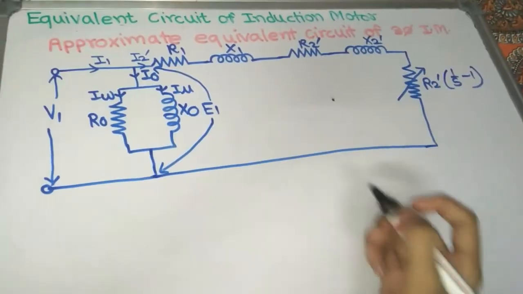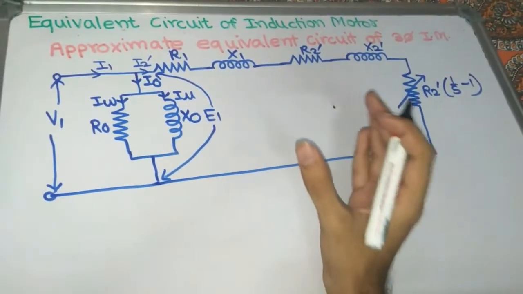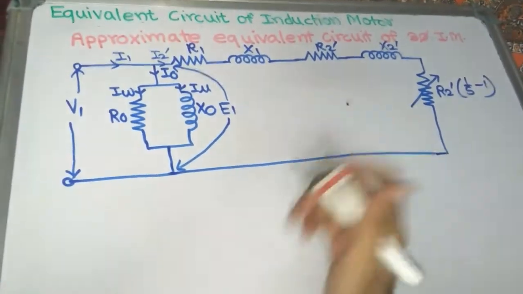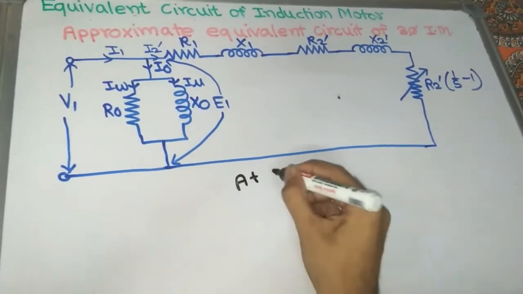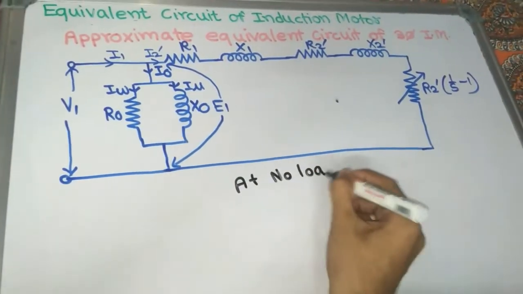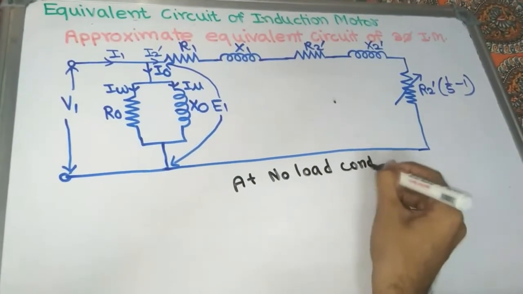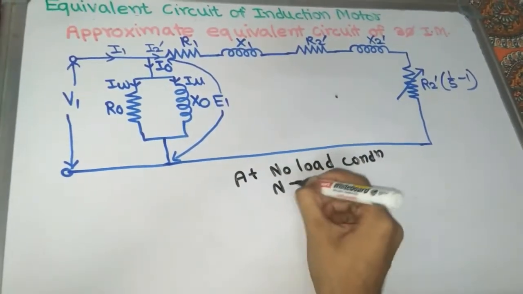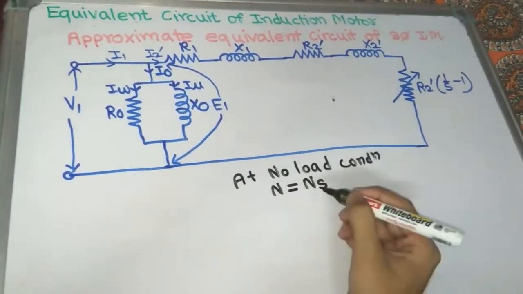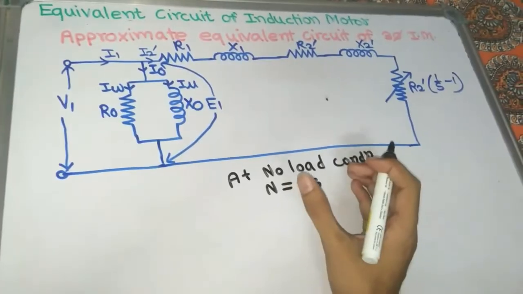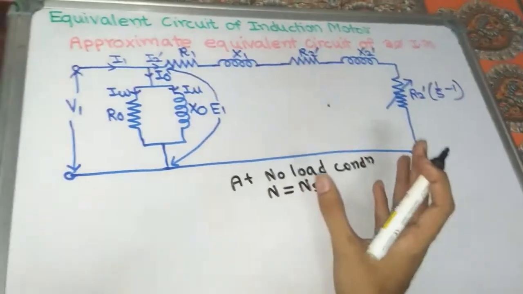Okay. Now we can analyze the three-phase induction motor equivalent circuit. At no load condition of three-phase induction motor, N is approximately equal to Ns. Not exactly equal to Ns, but assume that it is approximately equal to Ns.